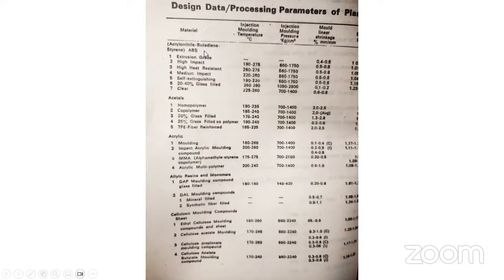The materials are ABS, acetals, Delrin, acrylic, and here some alicyclic resins and monomers are there. The cellulose plastics are there. See the injection molding temperature. Sir, actually in this we are not talking about residence time. That is also important, but it can be accepted. Otherwise, it will get degraded.